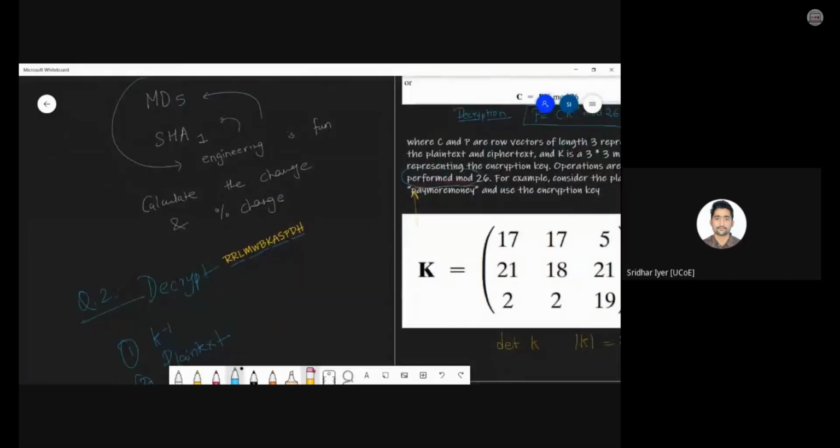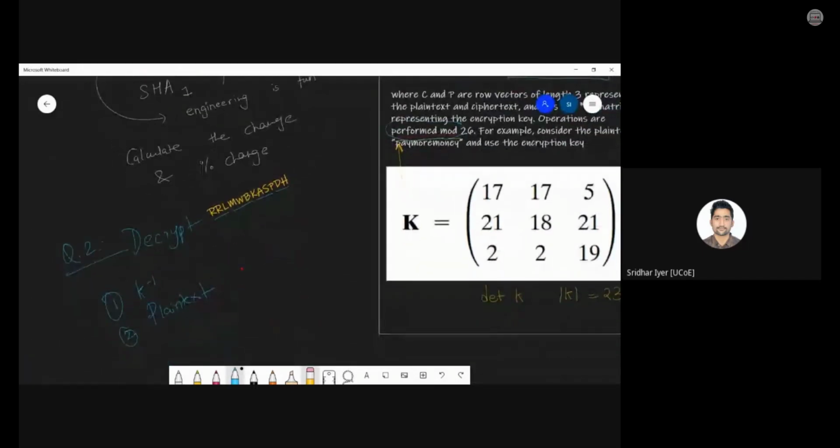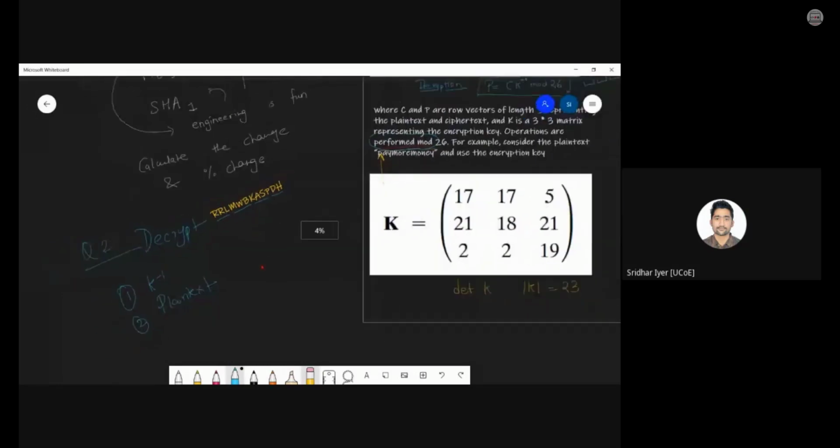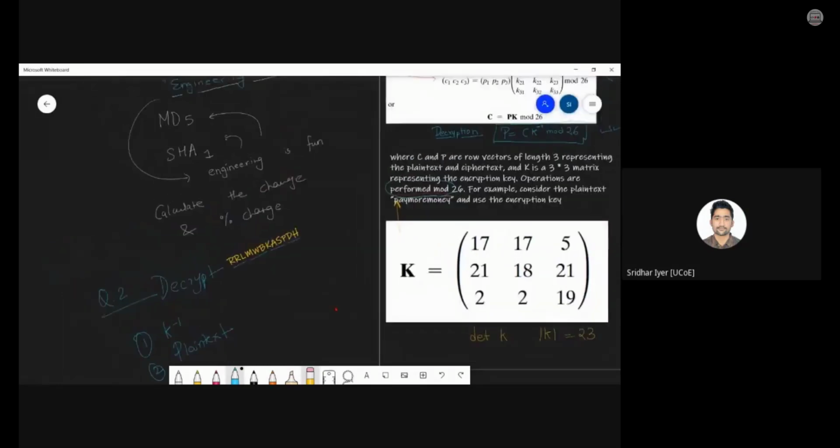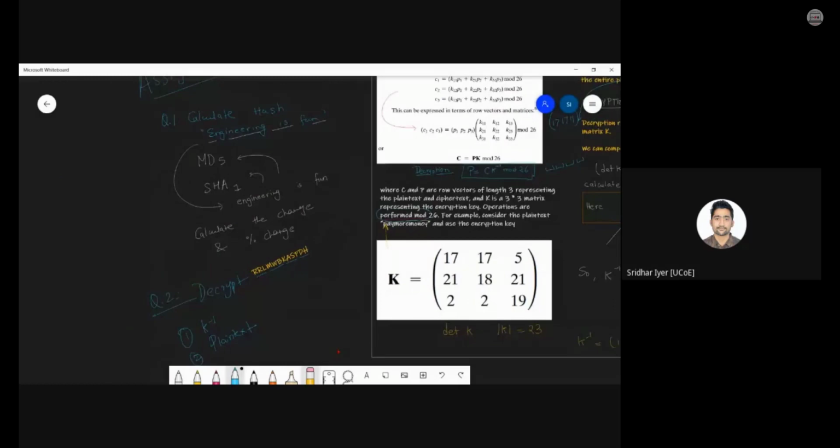Decrypt it. I want each and every step. Okay, so don't skip any steps. I want each and every step as a 10 marks question. Attempt it like that and give me the answers. Fine. Any doubts in this lecture?